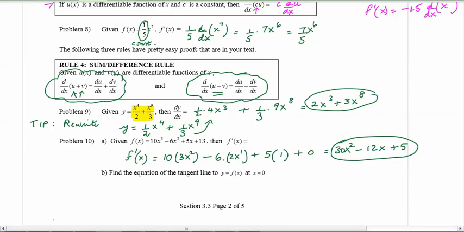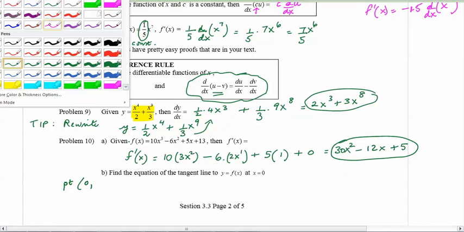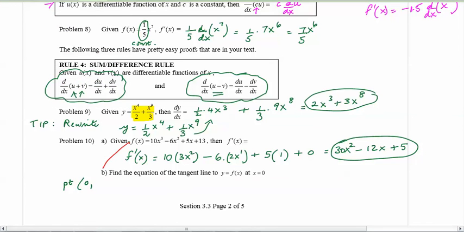B is our old friend, a tangent line. Remember, if you want a tangent line, you need a point and you need the slope. So to get our point, we know the x coordinate is 0. How do I find the matching y coordinate? Well, I need to go back to the original function, right? And I've got to plug in x is 0. So what is f of 0? It's going to be 0 minus 0 plus 0 plus 13, so it's going to be just 13. Okay, that's f of 0.